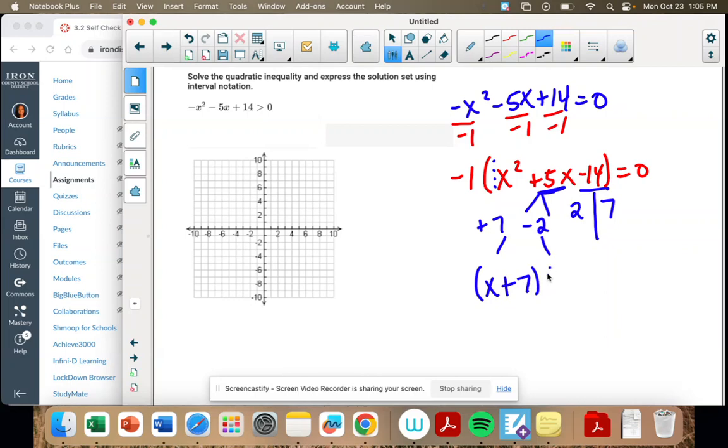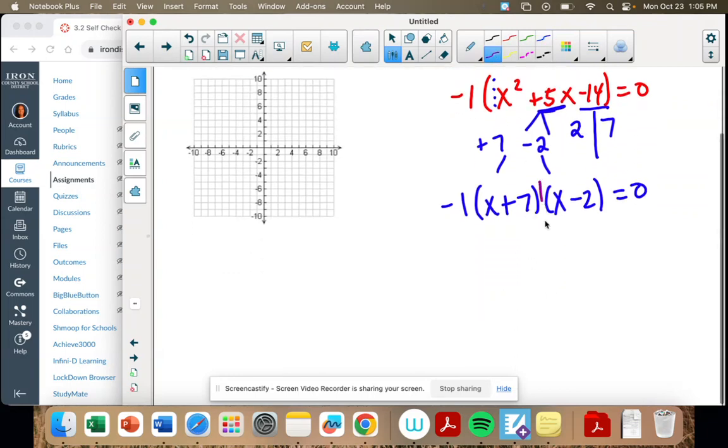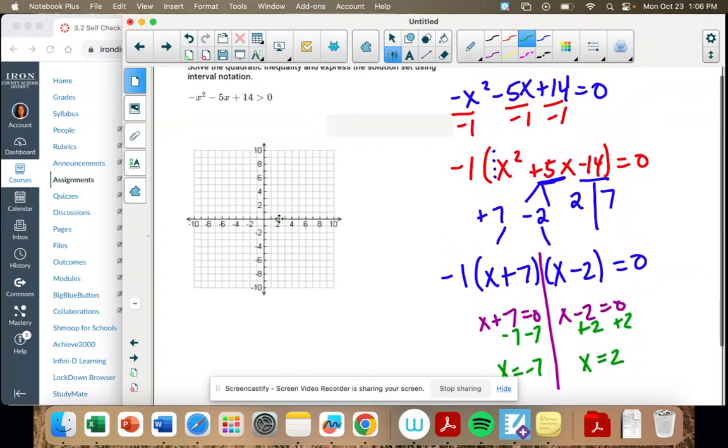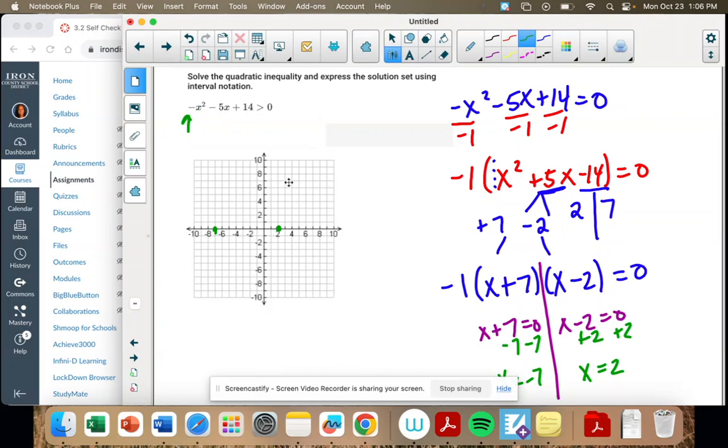X plus 7, x minus 2, and then there's a -1 out here, which doesn't affect our answer. So set each factor equal to 0, and then solve. So x equals -7, and x equals positive 2. So 2 and -7, and this is where the negative comes in.